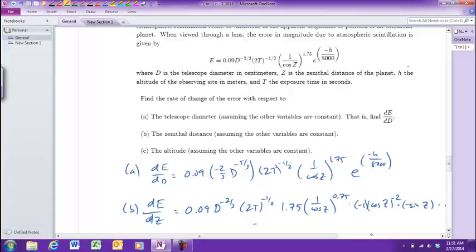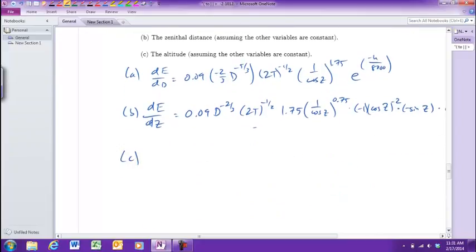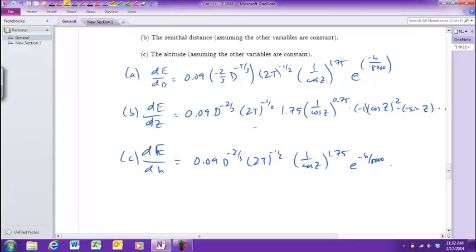And then my last one is c, taking the derivative with respect to the altitude. So this is going to be dE/dH. Everything else stays the same: 2t to the negative 1/2, 1 over cosine z to the 1.75. Remember, when I take the derivative of e to the negative h over 8,000, I just start by writing e to the negative h over 8,000. And then I multiply by the derivative of this. Well, this is just like a negative 1 over 8,000 as a constant in front of h, so I just get a negative 1 over 8,000.